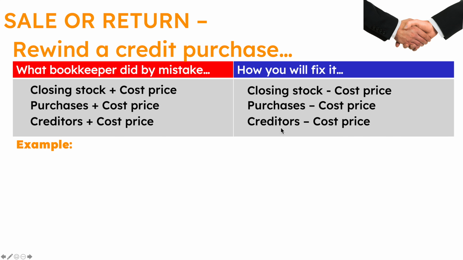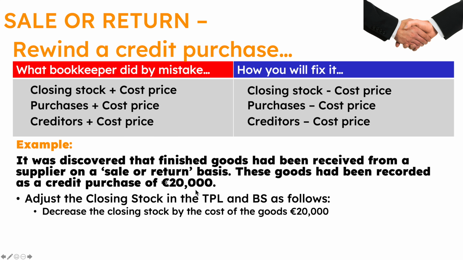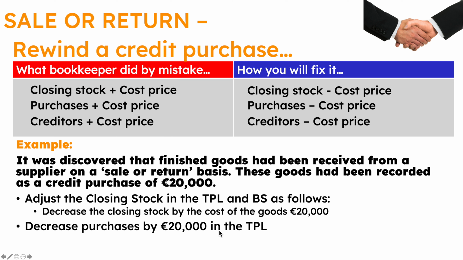So an example here, it was discovered that finished goods had been received from a supplier on a sale or return basis. These goods had been recorded as a credit purchase of €20,000. Okay, so how do we deal with it? We adjust the closing stock in the TPL and balance sheet as follows. Decrease the closing stock by the cost of the goods, €20,000. Decrease purchases by 20,000 in the TPL, and decrease creditors by 20,000 in the balance sheet.